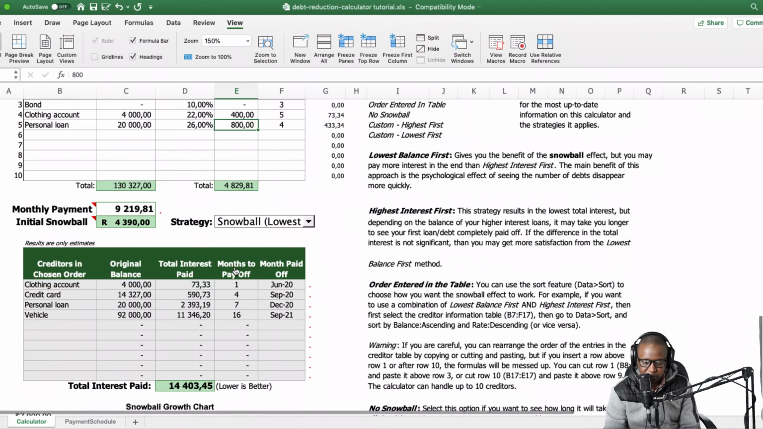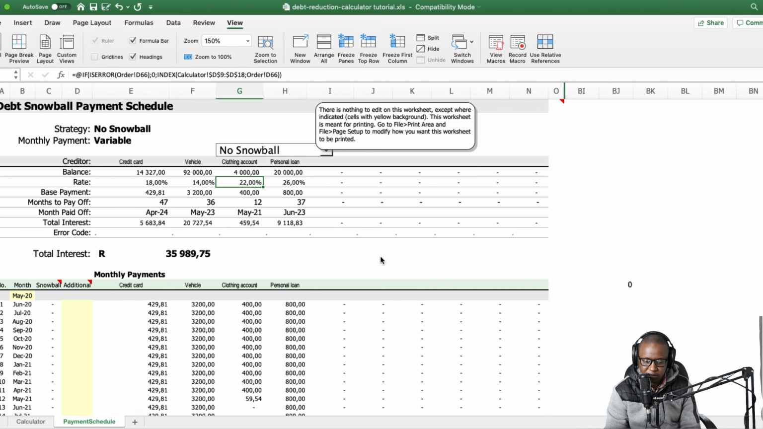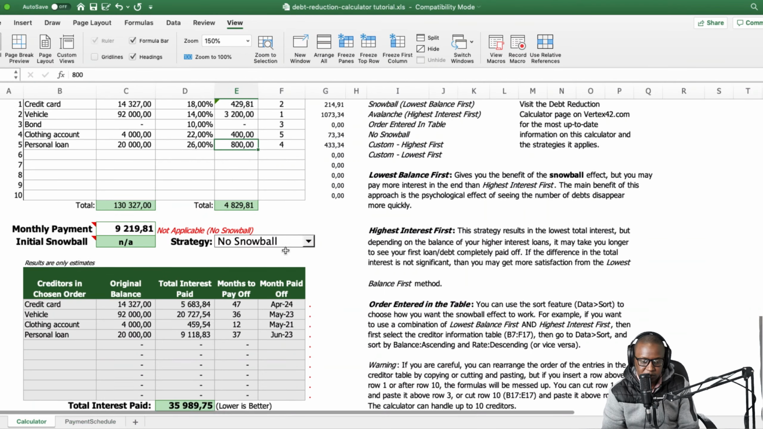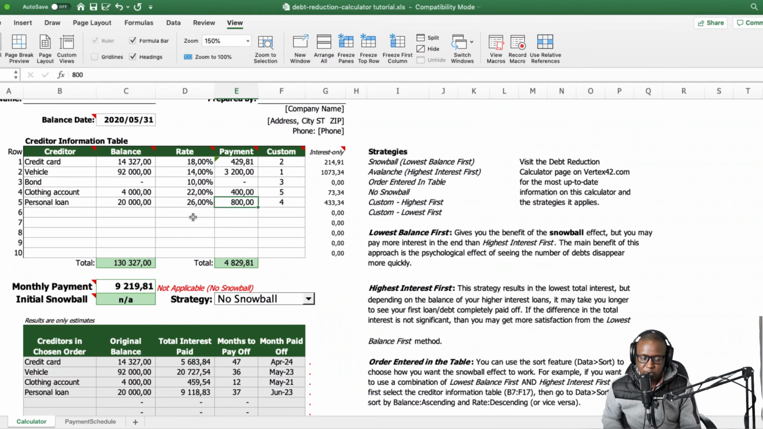So without the snowball method, let me show you. Without any method, from all these finances, from now in May until they are finished, this person is going to pay interest of 35,989. That's just the interest on those loans and credit cards. So remember I said with the snowball method, you're going to pay your smallest debt first.